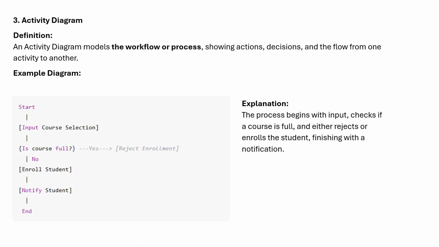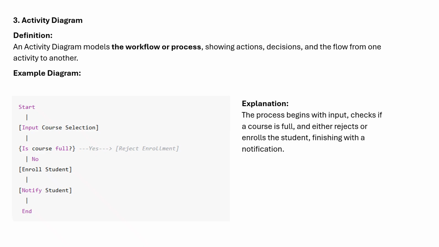So the execution starts for enrollment with input of the course selection. This is where the student enters and selects the course they want to register for, and then after that comes the second step, the second flow in the process.